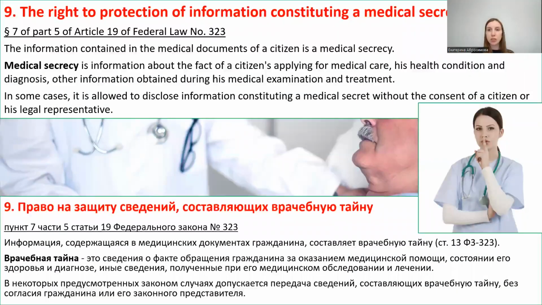Another right of the patient is the right to protection of information constituting a medical secret. This right is enshrined in paragraph 7 of part 5 of Article 19 of Federal Law number 323. The information contained in the medical documentations of the citizen is a medical secrecy, Article 13 of Federal Law number 323. We've already spoken about medical secrecy briefly when we mentioned the principles of medical law.